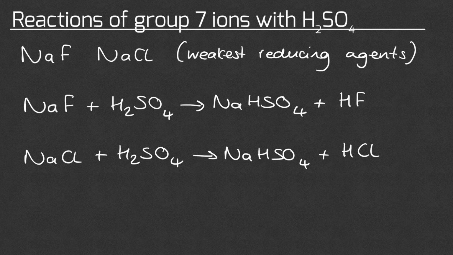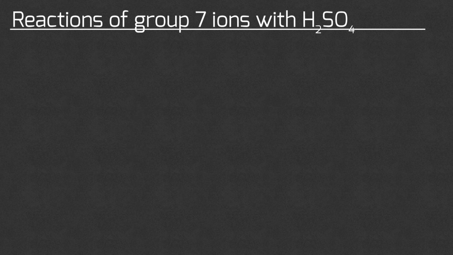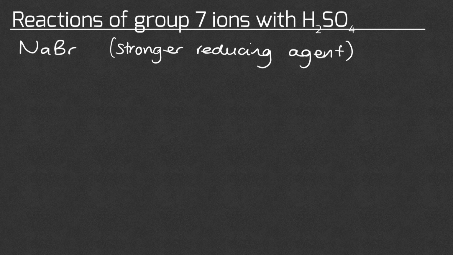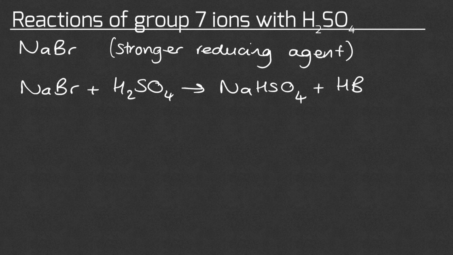So this means they can only reduce the sulphuric acid to sodium hydrogen sulfate, like we looked at in the previous example. They don't react any further. Bromide, however, is a stronger reducing agent than the fluoride and chloride we've just looked at. So the bromide can reduce the sulphuric acid to the sodium hydrogen sulfate like we've already looked at.